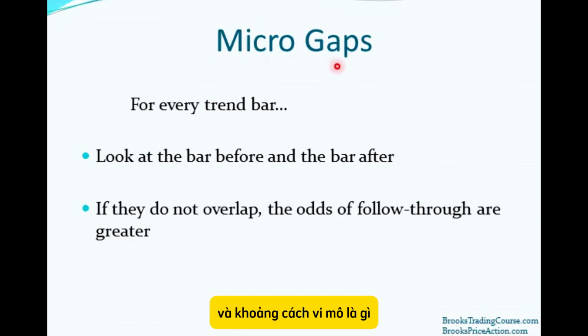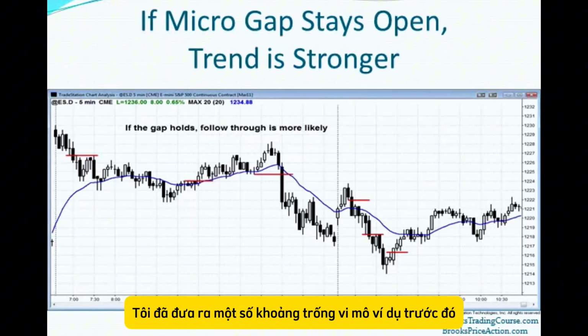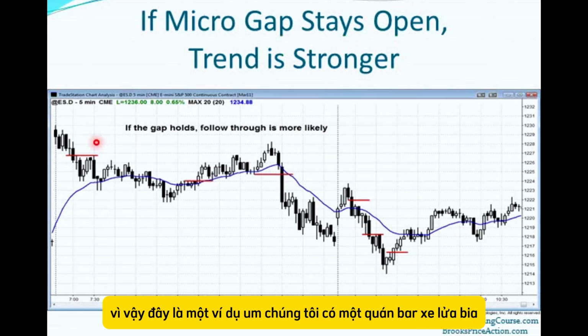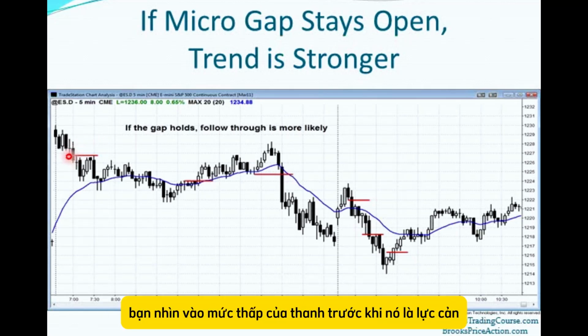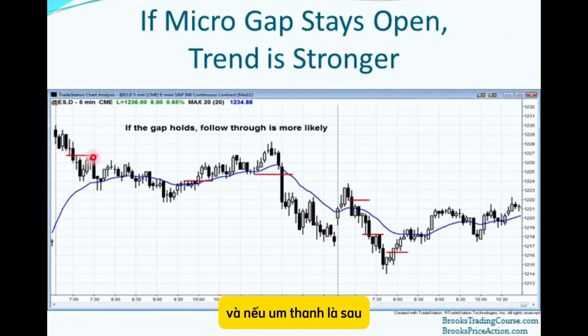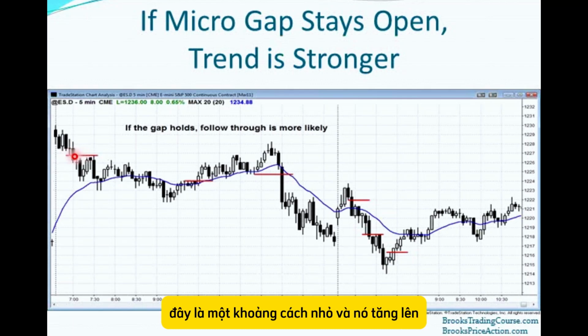And what is a micro gap? For every trend bar, look at the bar before and the bar after. If they do not overlap, the odds of follow through are greater. I gave several examples of micro gaps earlier. So here's an example. We have a bear trend bar. You look at the low of the bar before it as resistance, and if the bars after do not go above the low of that bar, this is a micro gap, and it increases the chances that there'll be more follow through.